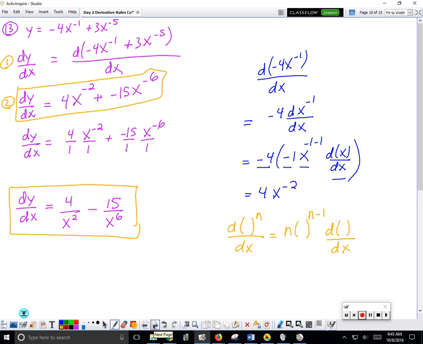If it feels boring, that's good, because it's supposed to. In a sense, once you get the hang of it, it's not anything new. It's just the same thing repeated, using the different rules.